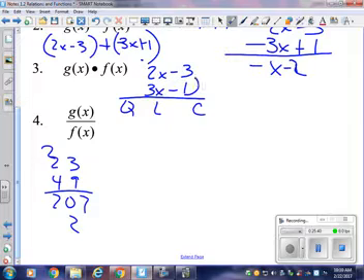Do -1 times -3. What will that make? What kind of term is that? So I put that in this column. Then do -1 times 2x. -2x goes in the linear column. Now I've multiplied -1 times everybody on the top.